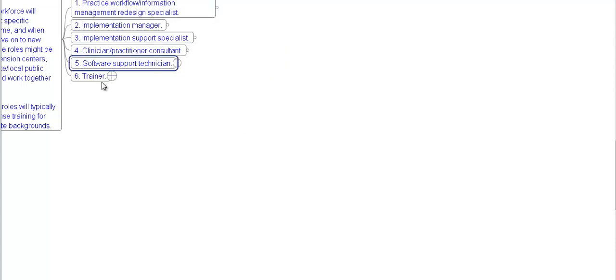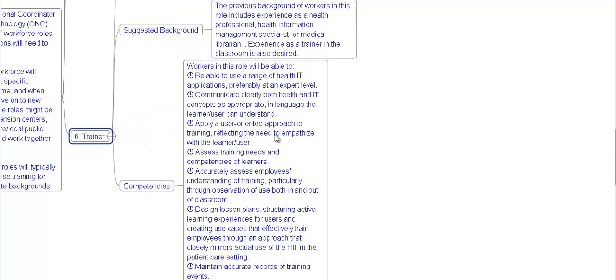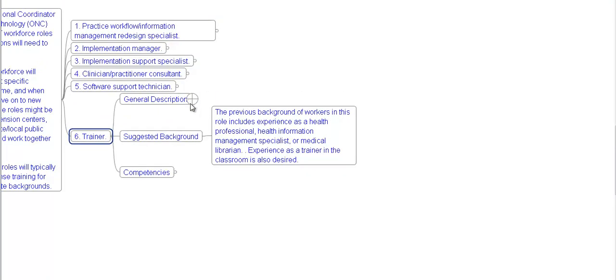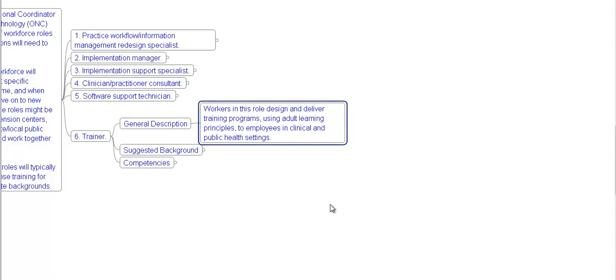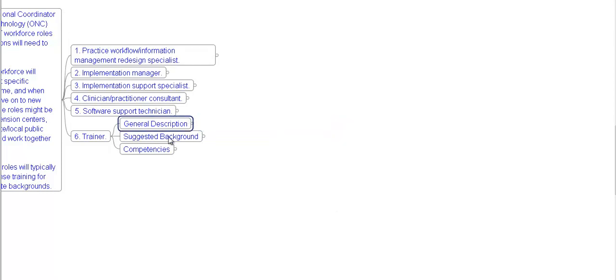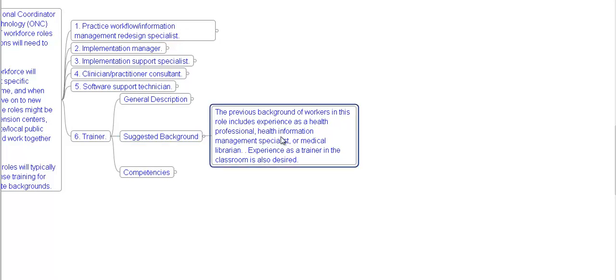Now we see the trainers. General descriptions. Workers in this role design and deliver training programs using adult learning principles to employees in clinical and public health settings. What we'll see is what is the suggested background. The previous background of workers in this role includes experience as a health professional, health information management specialist or medical librarian. Experience as a trainer in the classroom is also desired.